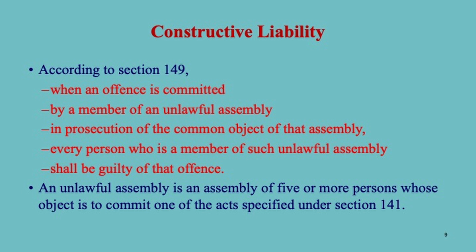All those who are members of such assembly will be liable for that offence. The distinction between the liability under section 34 and section 149 is that under section 34, the liability is for any offence committed in furtherance of common intention of 2 or more persons, whereas under section 149, the accused must have been a member of an unlawful assembly, that is, an assembly of 5 or more persons, for a common object specified in section 141, and the offence must have been committed while prosecuting the common object.